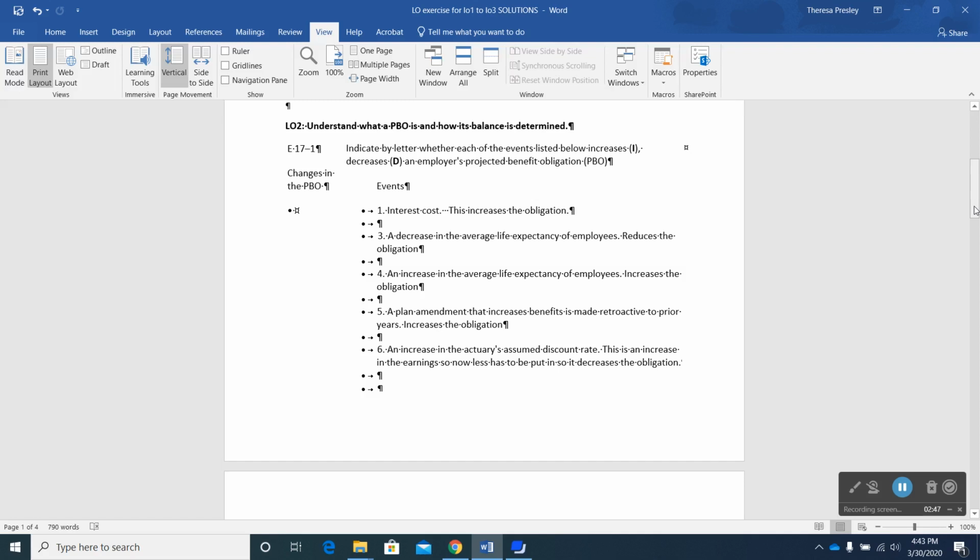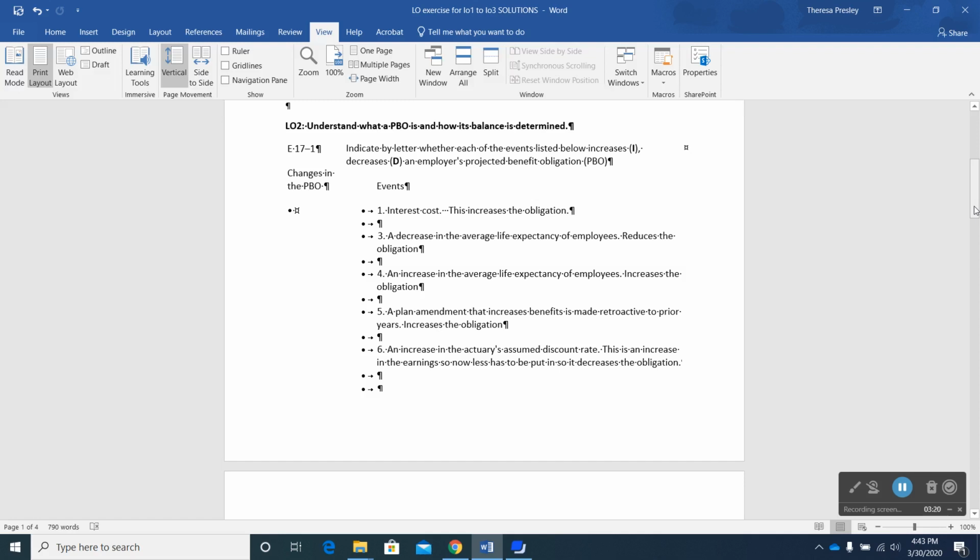So now we're talking about the PBO, and there are a number of events, and you're going to think about how that might possibly affect the company's obligation or liability. One event here is interest cost. What happens when you have interest cost? Well, we had a problem on that within the PowerPoints, and we said that interest cost would increase the obligation. You calculate the interest based on the beginning balance.